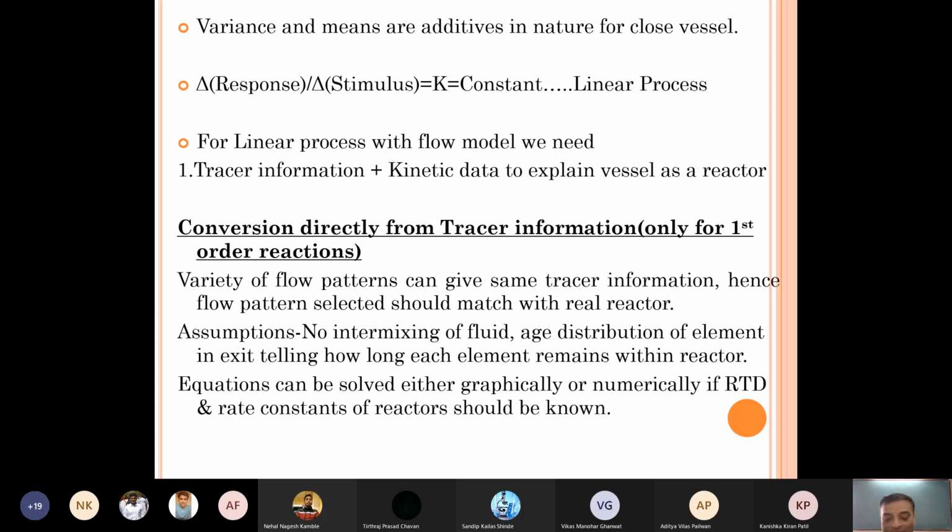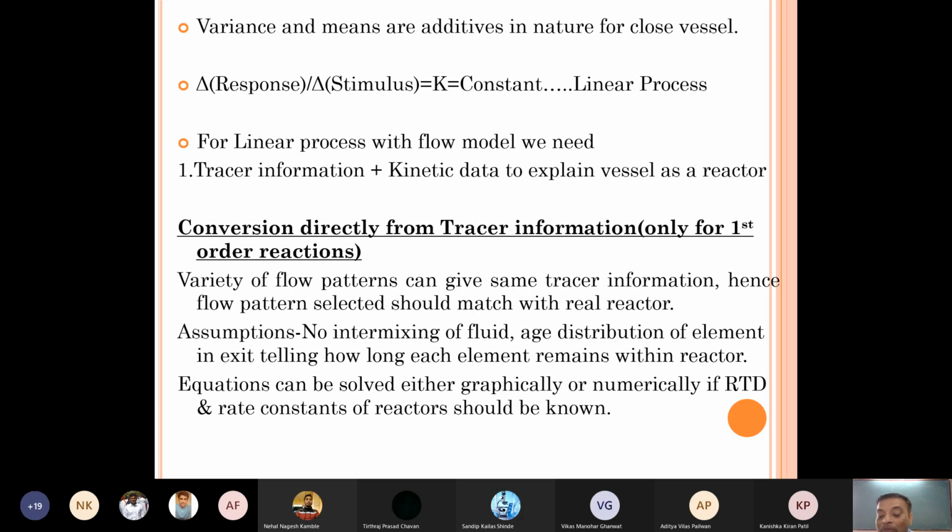I will also draw a diagram, one simple diagram. Suppose we have a number of reactors. Variance for reactor number 1 is 2, for reactor number 2 is 3, and for reactor number 3 is 2. So 2 plus 3 plus 2 is 7. So we can add variances simply.